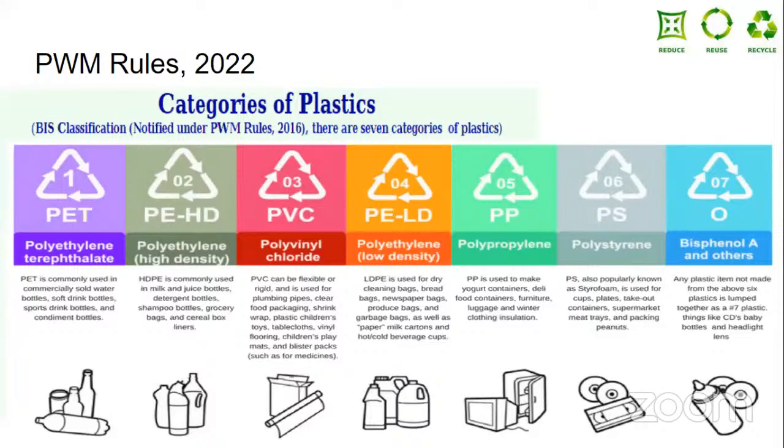We call it high density polyethylene, that is HDPE. Milk and juice bottles, detergent bottles, shampoos, grocery bags, those are the HDPE category plastic. Next is polyvinyl chloride: pipes, flexible pipes, plumbing pipes, food packing material, wraps, the shrinkable wraps, the plastic that we use to cover the food, and toys are examples of polyvinyl chloride plastic.